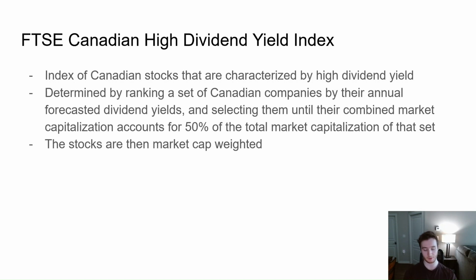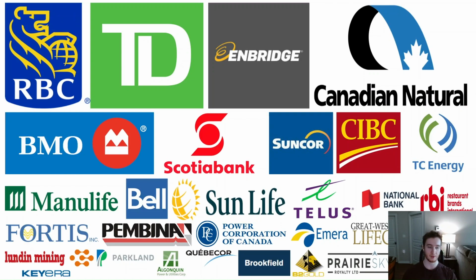So we'll take number one. Okay, are we at 50% yet? No. We'll take number two. Keep going until you're at 50% market capitalization. So you get a lot of the big names there. And then the stocks are then market cap weighted. So once you have that set of stocks that made it through that basically screening process, then you market cap weight them, just like the S&P 500 index. So as a result, you get a bunch of Canadian companies with very high dividend yields.